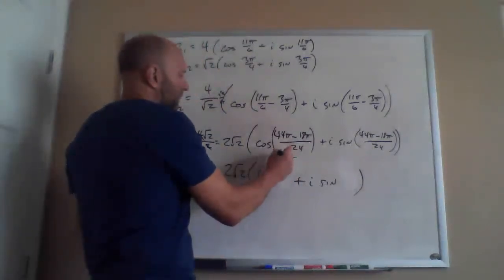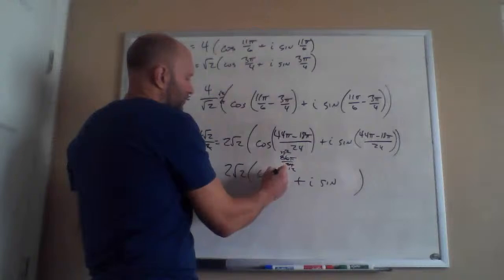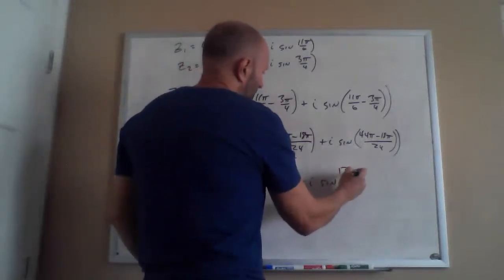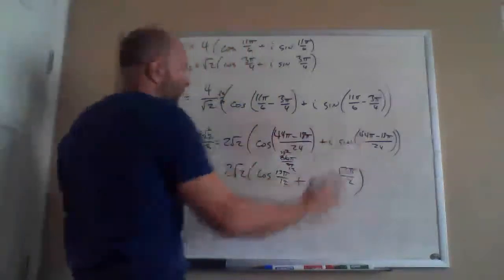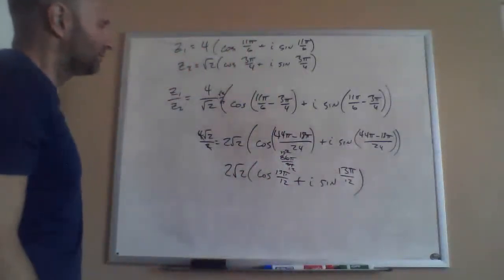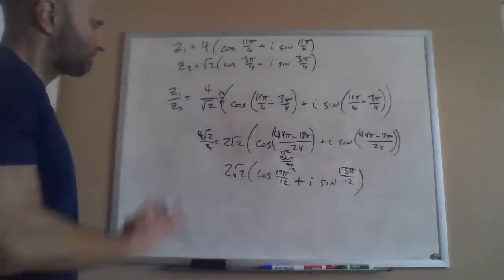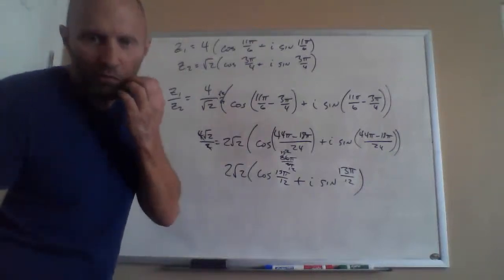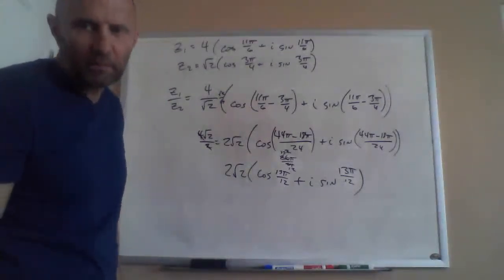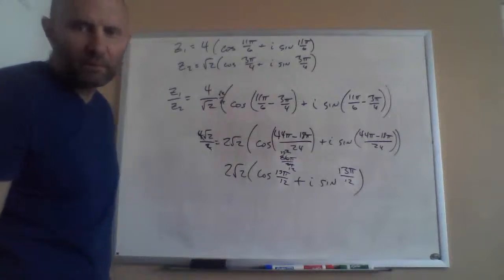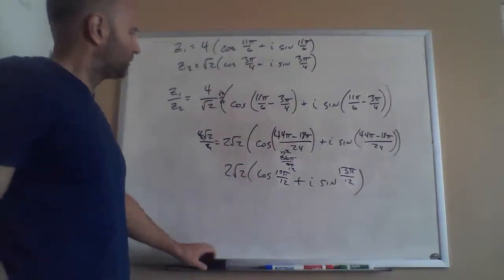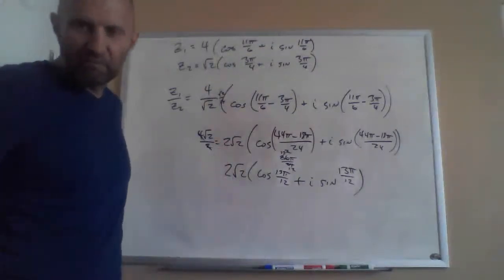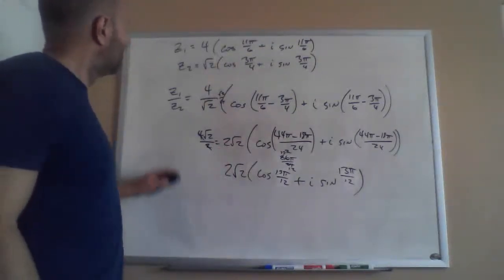Divide both by 2, you get 13 and 12. This should be 13 pi over 12. 44 minus 18, 26, not 16. So that should be your answer there. Yeah, yep, 13 pi over 12. So any questions on that other than my math error there?